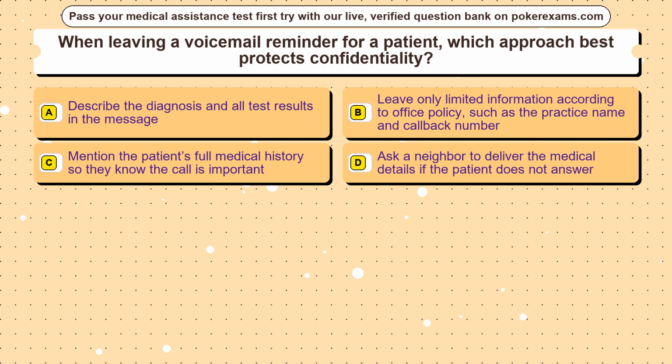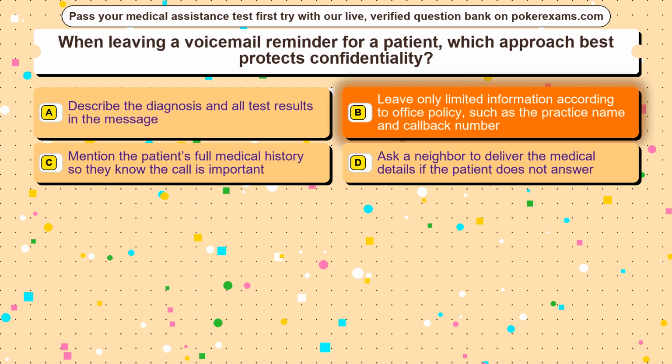Question 30. When leaving a voicemail reminder for a patient, which approach best protects confidentiality? Option A, describe the diagnosis and all test results in the message. Option B, leave only limited information according to office policy, such as the practice name and callback number. Option C, mention the patient's full medical history so they know the call is important. Option D, ask a neighbor to deliver the medical details if the patient does not answer.